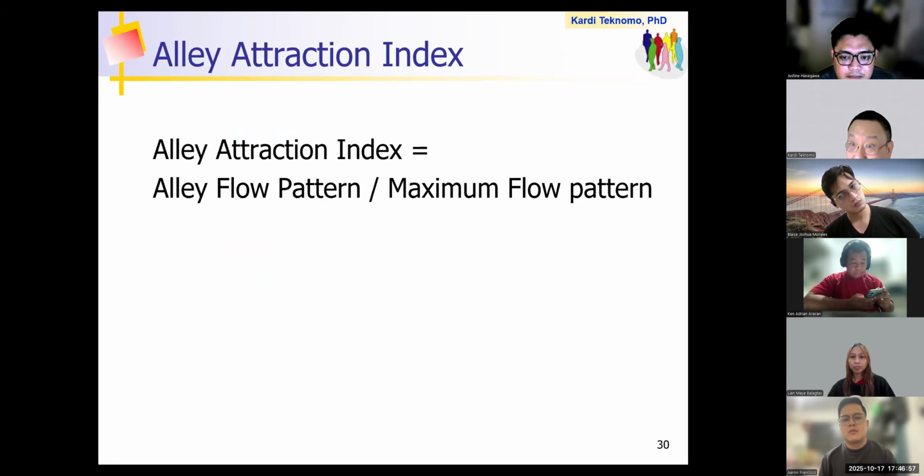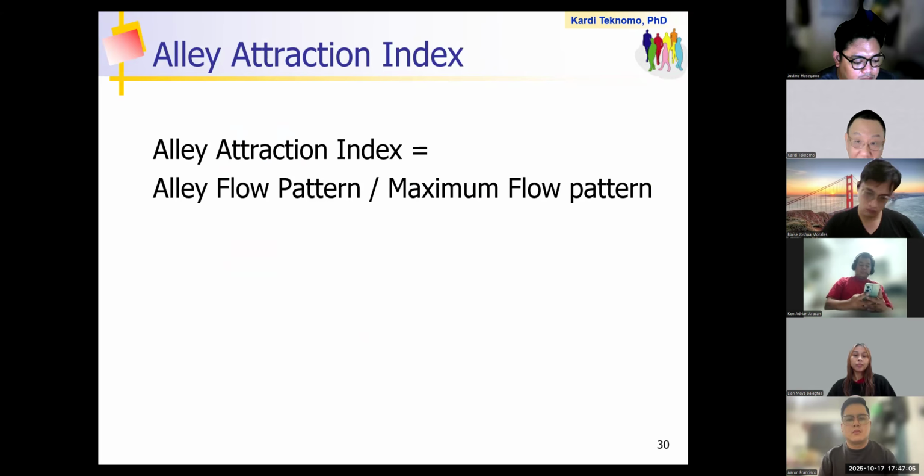Okay, so what is the alley attractiveness index? It is just the relative flow. So you can simply take the flow pattern divided by the maximum. With this, you will get a number, the index, which is from 0 to 1. It's like a probability, you know.